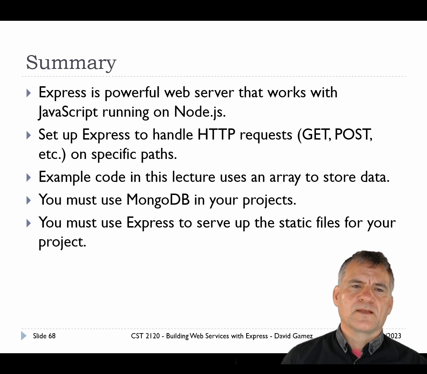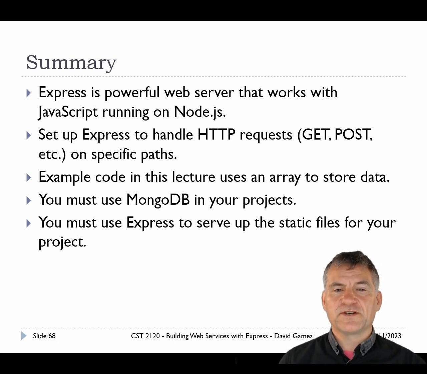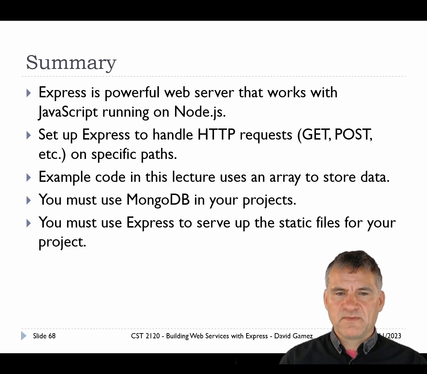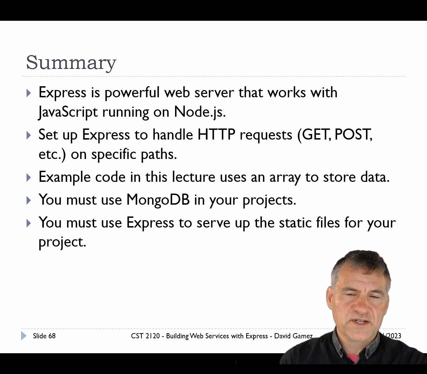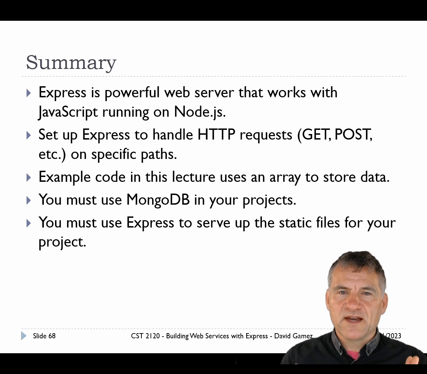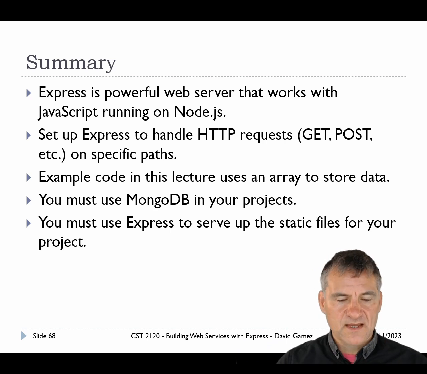Okay, so Express is a powerful web server. It's fully functional, used in an awful lot of web applications, and it works with JavaScript running on Node.js. We set it up to handle HTTP requests with HTTP methods like GET, POST, PUT, DELETE, and so on that are sent on particular paths. I've used an array to store the data in this example code, but obviously you need to use MongoDB in your projects, and you must use Express to serve up the static files for your project, or you're going to get a cross-origin request sharing error, which is fixable with a lot of hassle. So just don't bother. Just make sure that you're serving up all the static files from the root of your application. And I think that's it.